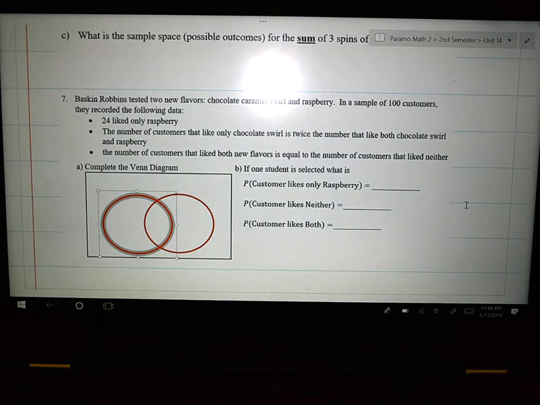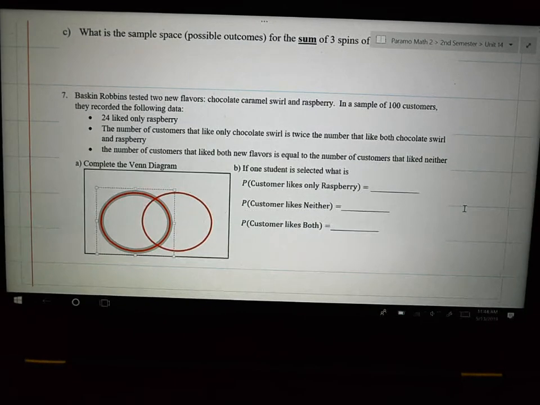So with that being said, that brings us to the end of your notes for 14.1. I'm going to stop your notes right there.